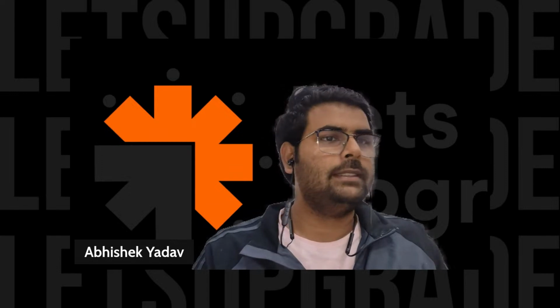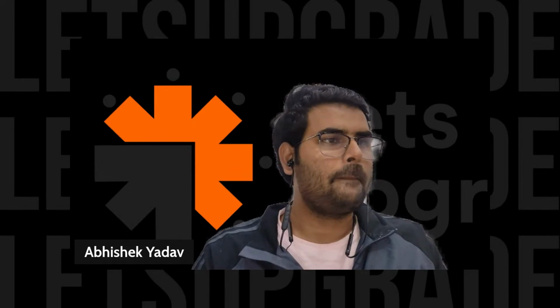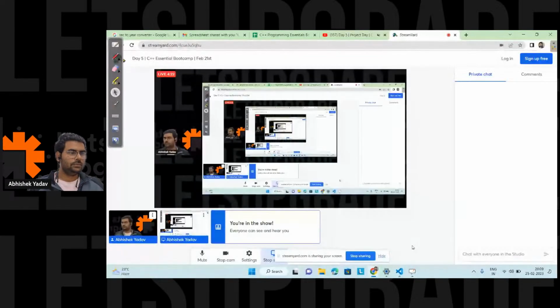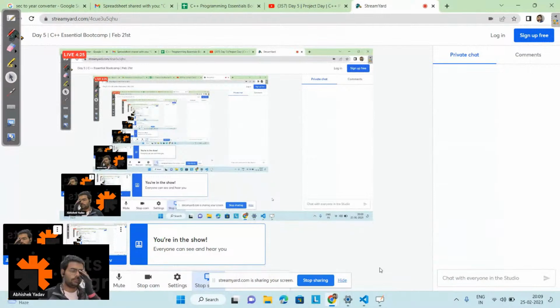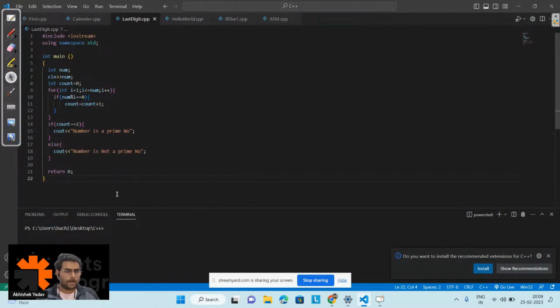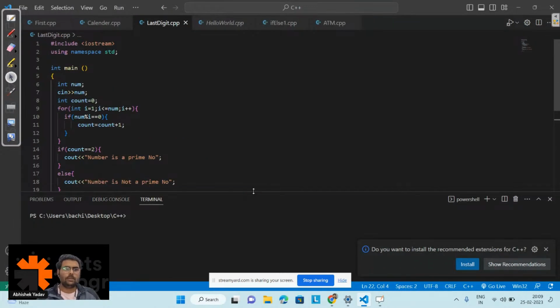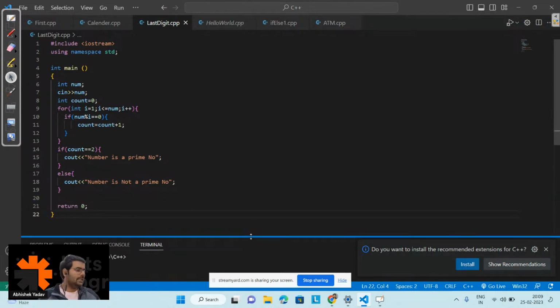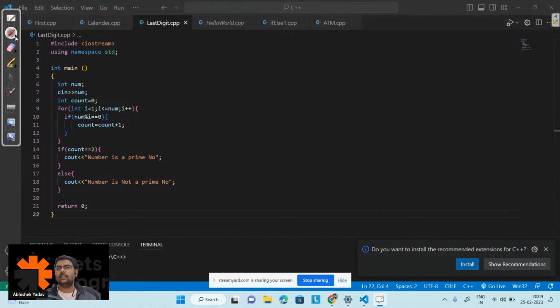So let me share my screen here. So guys, this program we wrote yesterday is the prime number program, using for loop. Let me increase the font size first. The program is simple. What we have to do is find whether a number is a prime number or not. So what is a prime number, guys? Please write in the chat what is a prime number.